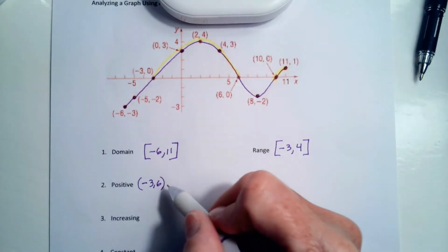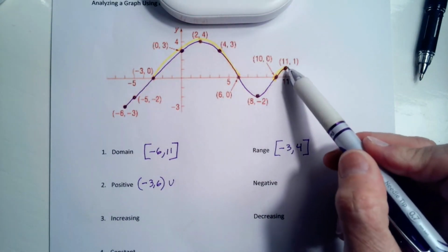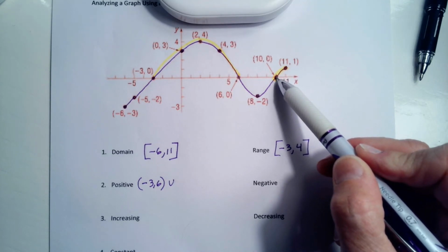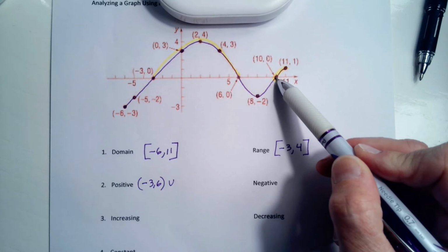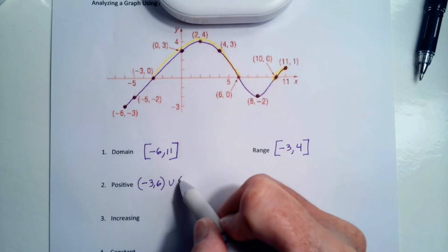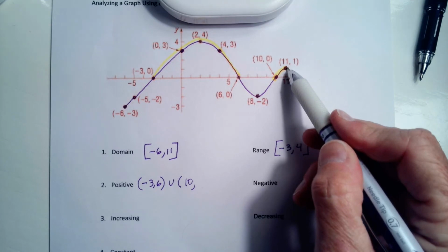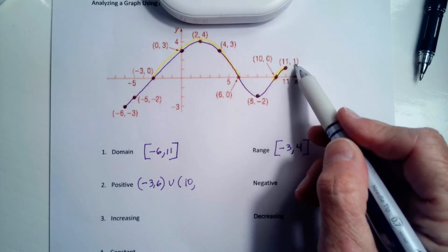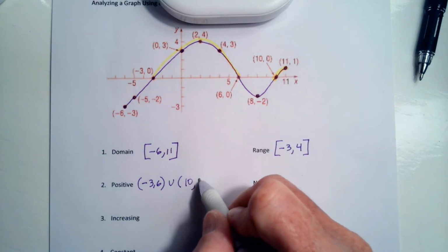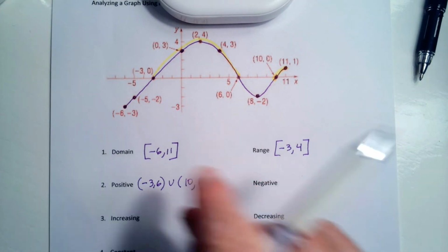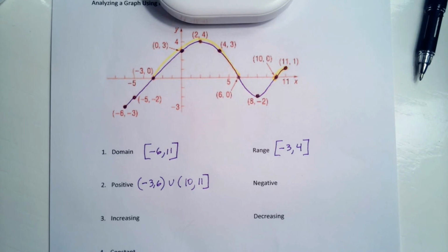In union with this piece here. So at 10, it's neither positive nor negative because it's sitting on the x-axis, so it's going to be a parenthesis at 10. But at 11, where the function ends, the y value is positive, so we're going to do 11 bracket. The union tells us that there's two separate intervals that we're combining.